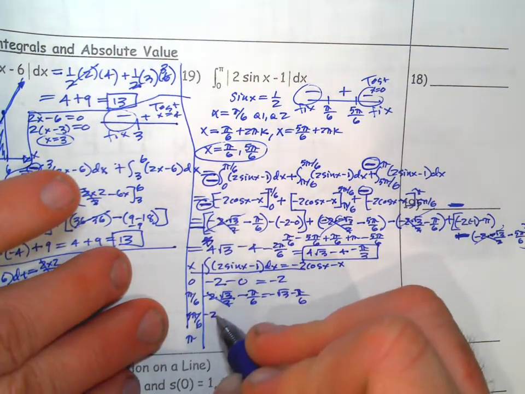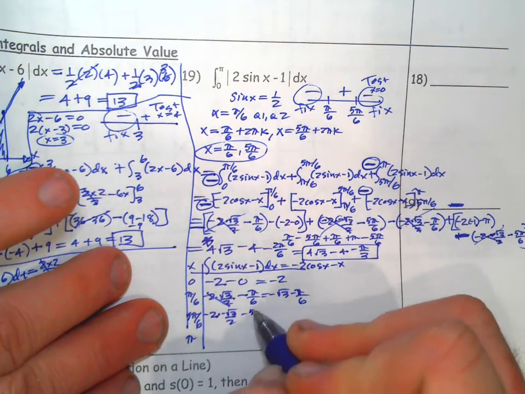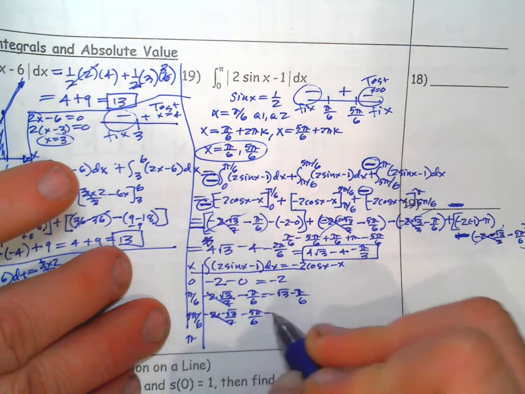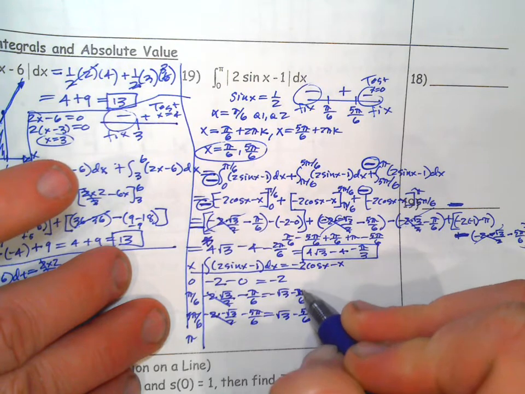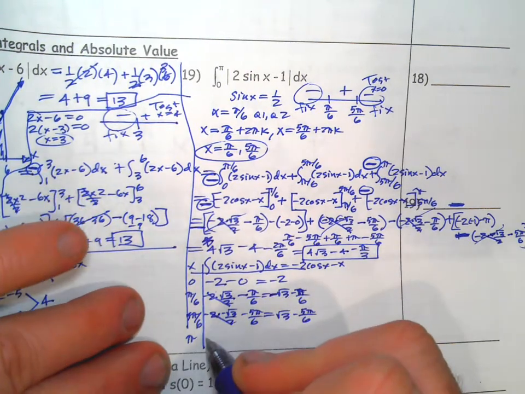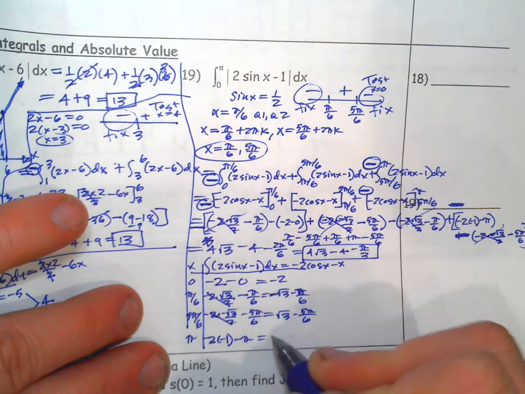Plug 5 pi over 6 in, you get negative root 3 over 2 minus 5 pi over 6. So we get positive root 3 minus 5 pi over 6. And then plug pi in, and cosine of pi is negative 1 minus pi. So we get 2 minus pi.